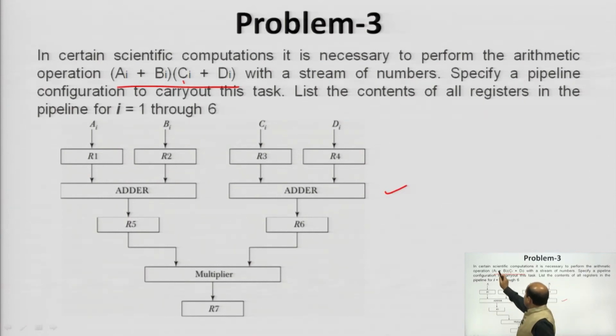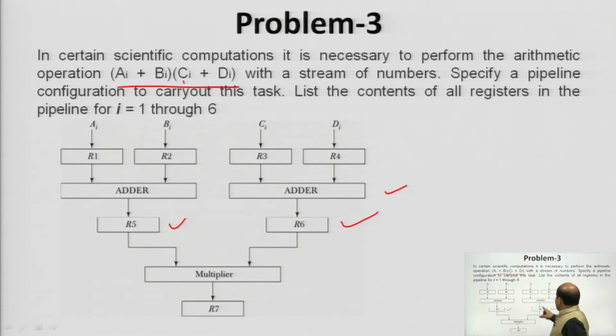However, the results of these 2 addition operations will be multiplied with each other in a multiplier. So, that is why R5 and R6 registers are used to hold the intermediate results of these 2 adders. So, these are interface registers, or you can say intermediate registers, which are used to store the partial results or the intermediate results of these 2 adders.